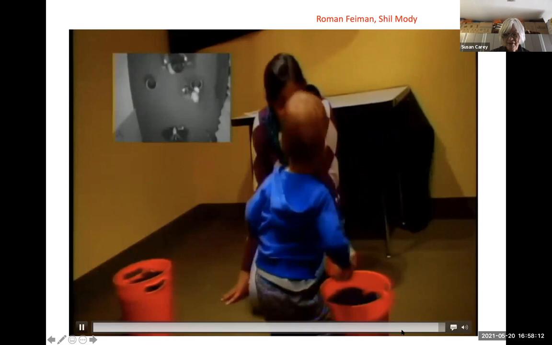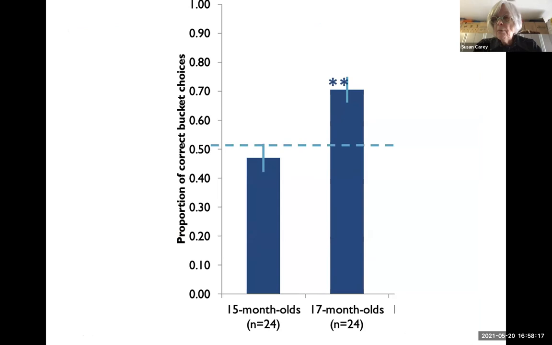Okay. Fifteen months, half the time, go first to the option just shown to be empty. Okay, it's not a recency or a primacy effect. It doesn't matter which bucket was manipulated first, but this is a striking failure to eliminate an option on the basis of seeing that something is empty. Now, they then do the other one, right? They keep searching for the ball, but 17-month-olds on the contrary do eliminate the option.